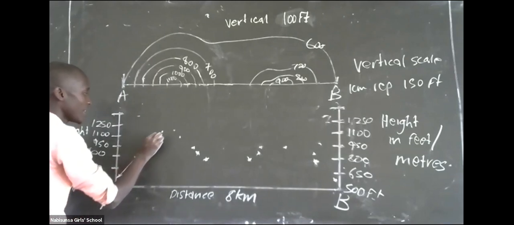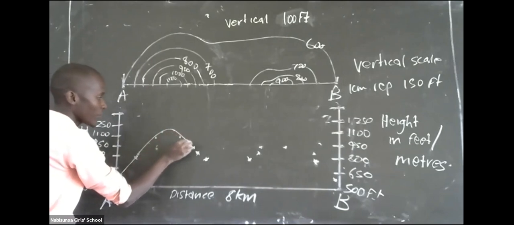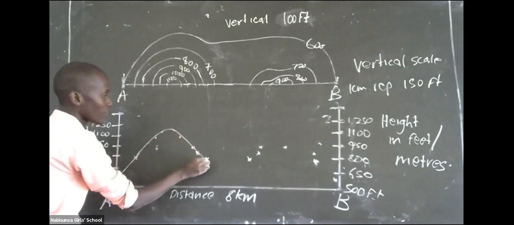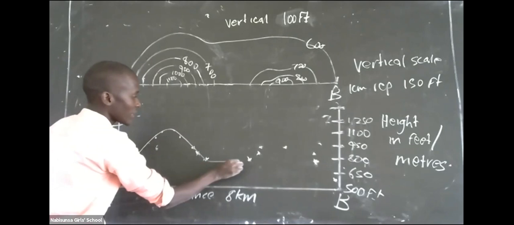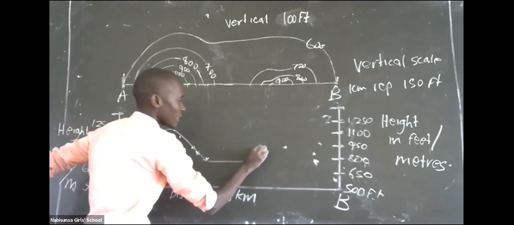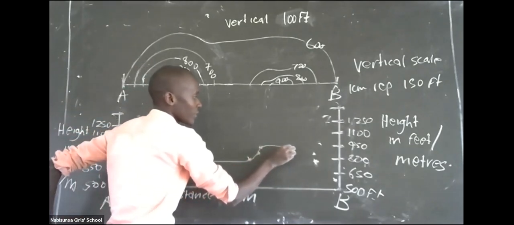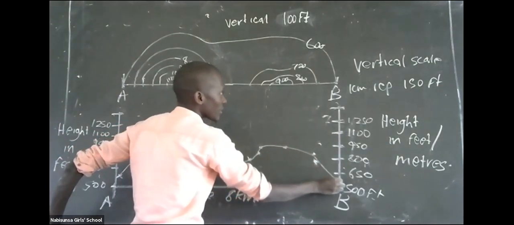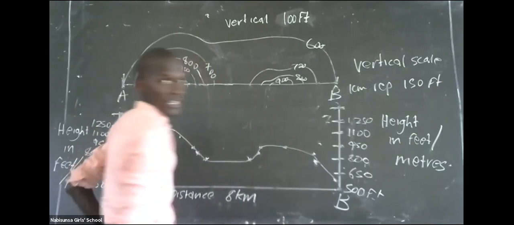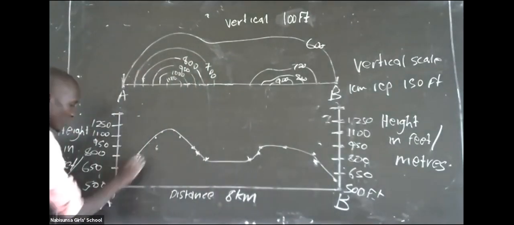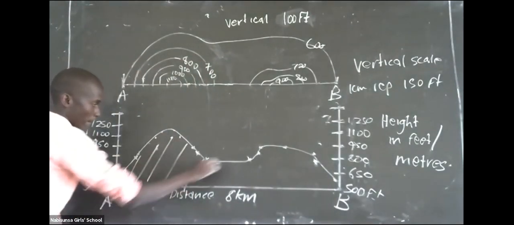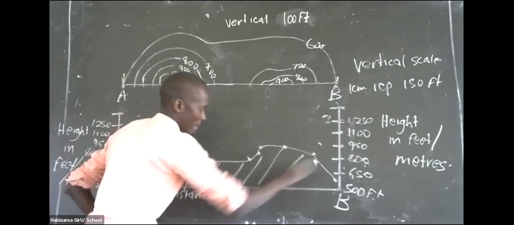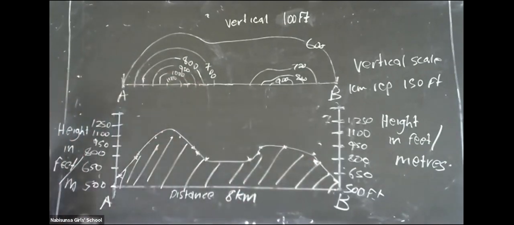I use free hand. I connect. After connecting, I connect, I connect, I connect. Then after I connect, are you seeing how we have got the shape? Yes, teacher. Are you seeing how easy it is? Yes.